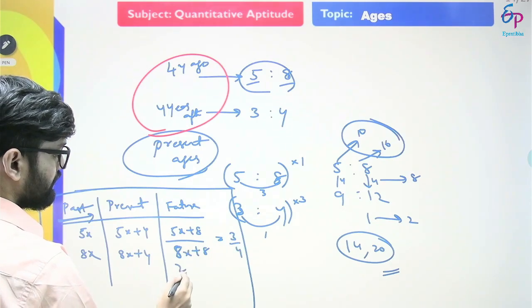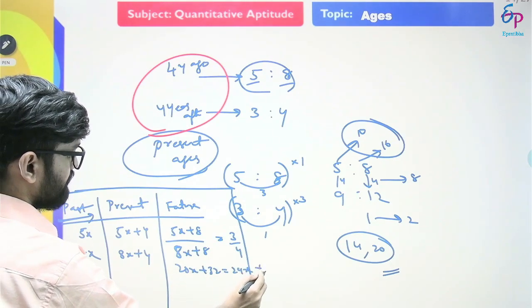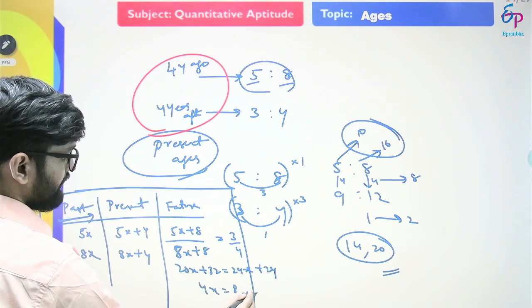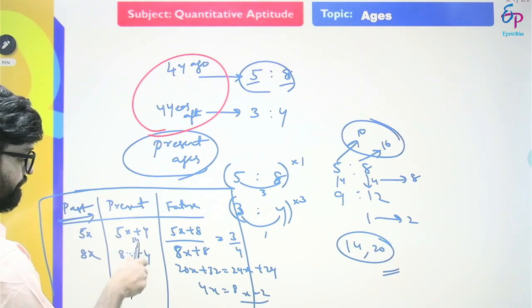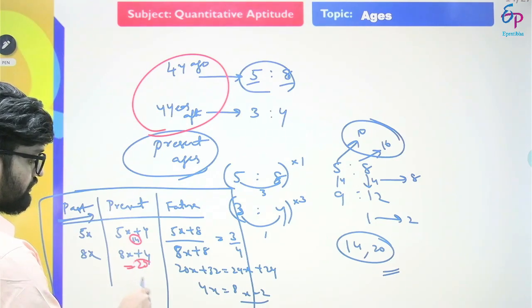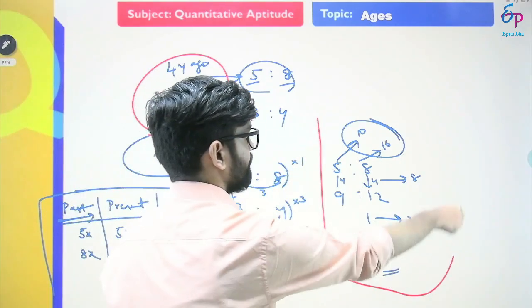This is 20x plus 32 is equal to 24x plus 24. This 4x is equal to 8, x is equal to 2. x is equal to 2 means substitute here. 5 twos are 10, 10 plus 4 it is 14. 8 twos are 16, 16 plus 4 it is 20. So what is 14 is to 20? Or else directly you are getting here.